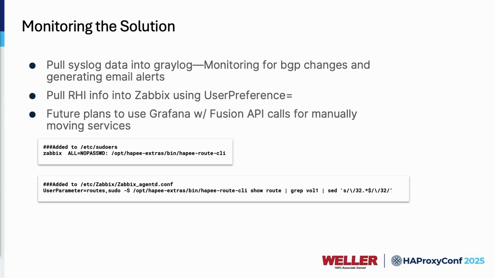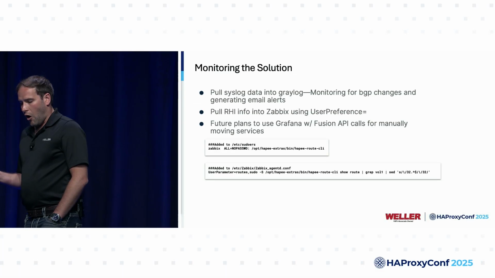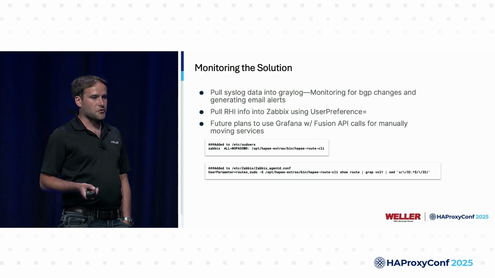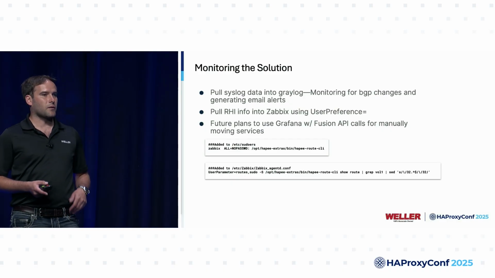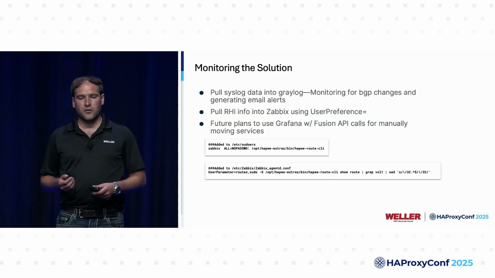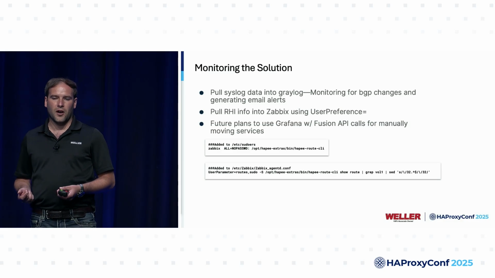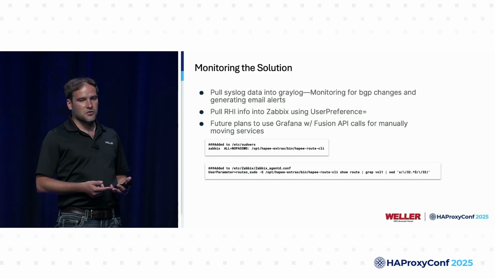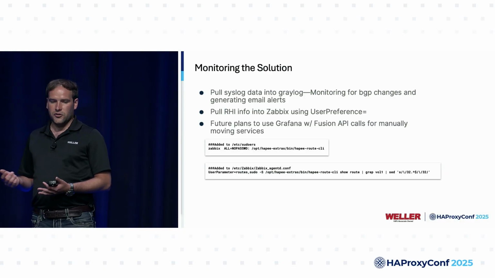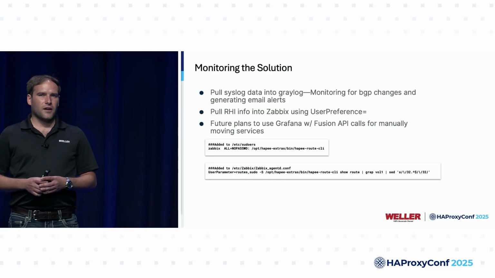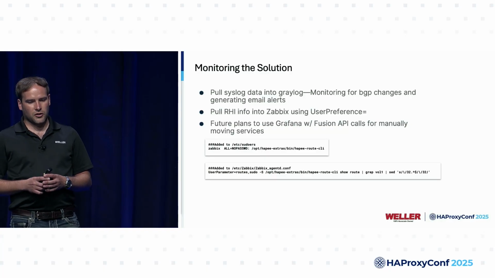What we ended up doing for alerting is all of our HAProxy nodes are sending log data directly to Fusion, obviously, but we also send that to a Graylog server where we have a couple of queries running every 5 minutes, and we're sending email alerts and opening up internal help desk tickets if a BGP change is detected or an application server goes down.